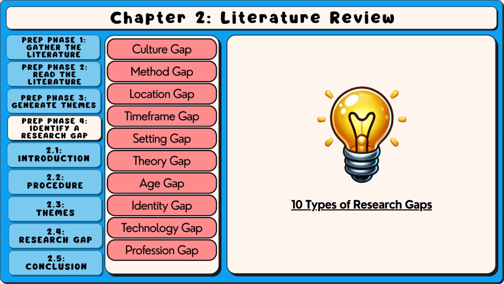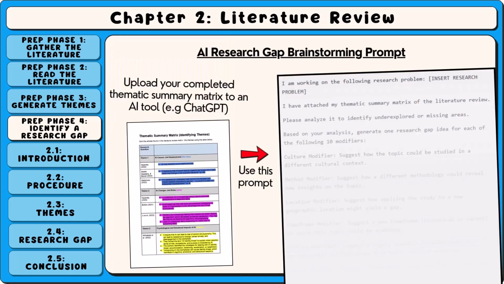By looking at these 10 types of gaps, you can always find a research gap no matter what topic you have chosen. And of course, I do have an AI prompt for this as well. You can upload your completed thematic summary matrix to an AI tool such as ChatGPT, and then use the prompt on screen here that you can access when you download the thesis template. And that prompt will help you to identify several different types of research gaps that you could choose from and build upon.